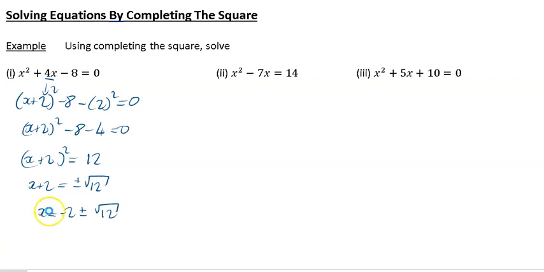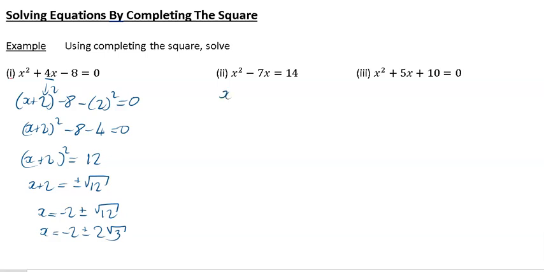So what I've done here, I brought that minus 2 across, and it becomes minus 2. Okay, if you hit minus 2 and then put root 12 into your calculator, it'll come out as plus or minus 2 root 3. Okay, same exact idea in the next example.